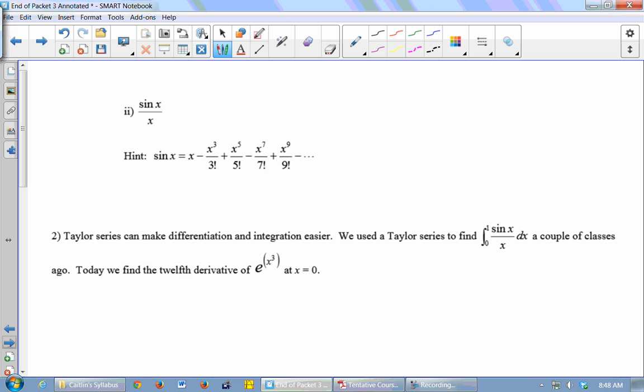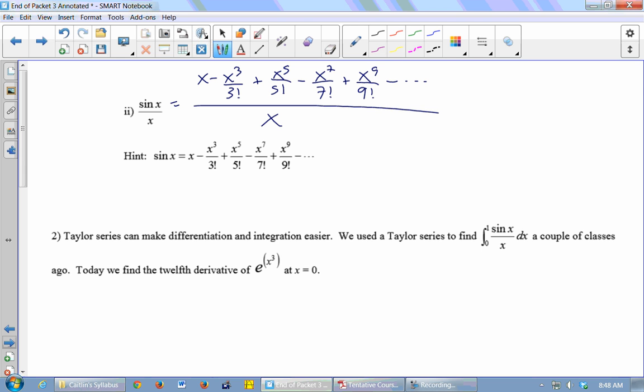Sine x over x, right? So we could divide. Take your series for sine x and divide the whole thing by x. And then you can take that x and divide it into every term. So we're going to end up with 1 minus x squared over 3 factorial plus x to the 4th over 5 factorial minus x to the 6th over 7 factorial. Right, so dividing by x is going to reduce all your exponents by 1.